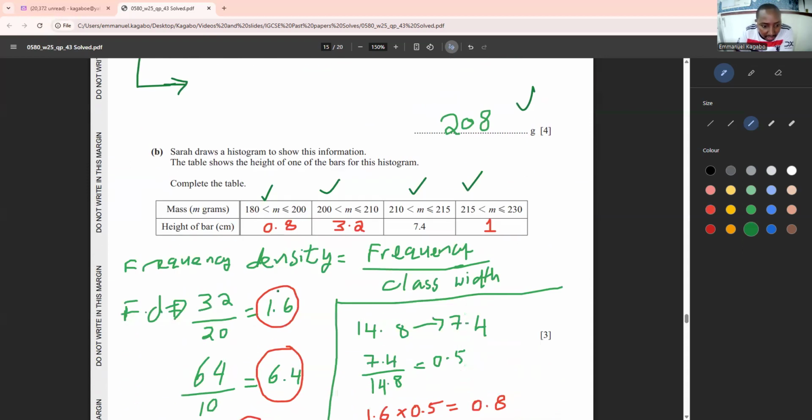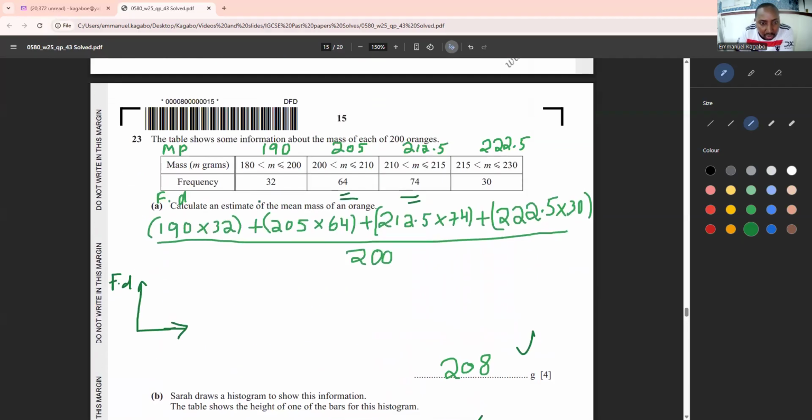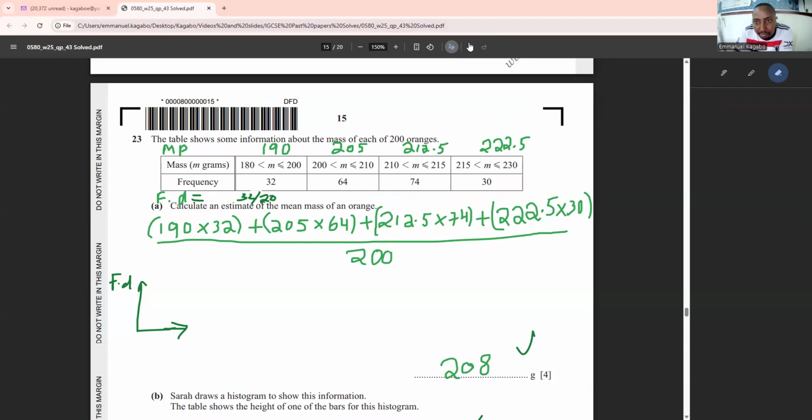Fast forward. I think I calculated it here. Now, I decided by calculating the frequency density of each. So from here, the frequency density is going to be 32 divided by the class width. 200 minus 180 is 20. Do you get that? What about here? Here will be 64 divided by 10.